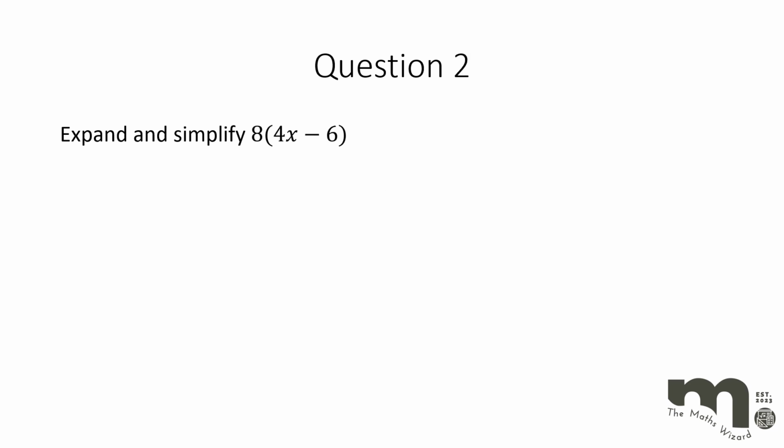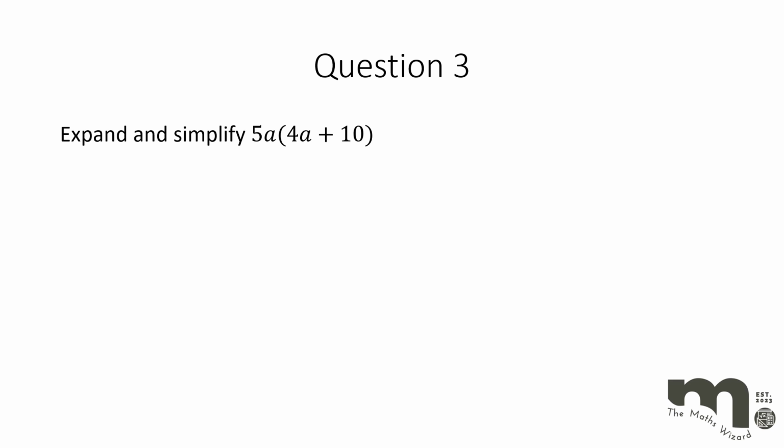Okay, next example then. So we've got 8 times 4x here, which is 32x. 8 times minus 6. Now remember here, you're doing a positive times a negative, which will give you a negative answer. So 8 times 6 is 48, but because we've got a minus here, it means we will have a minus in between 32x and 48.